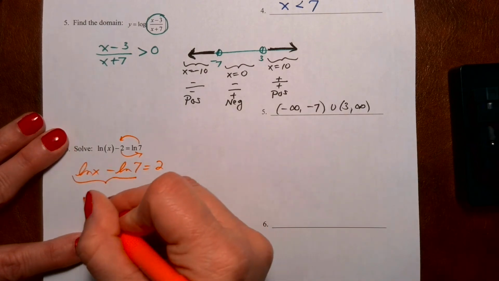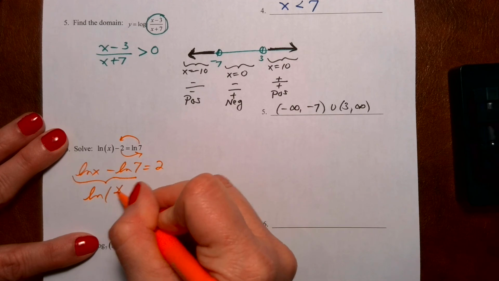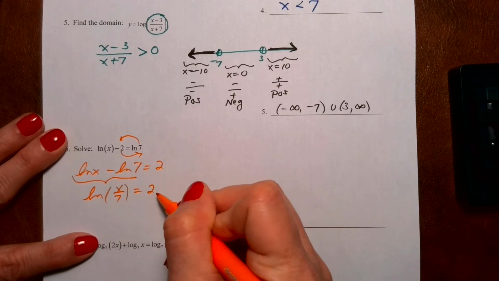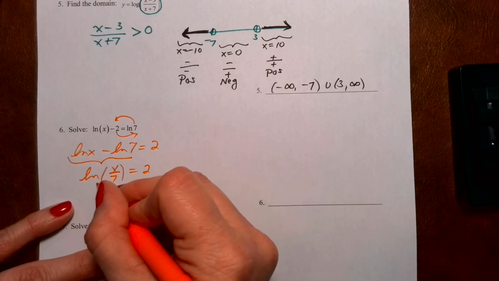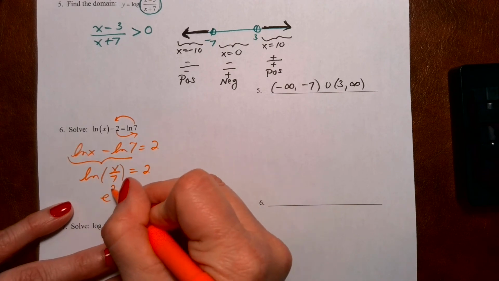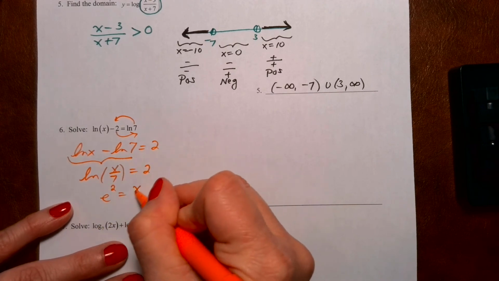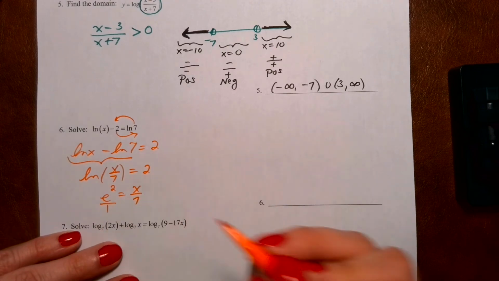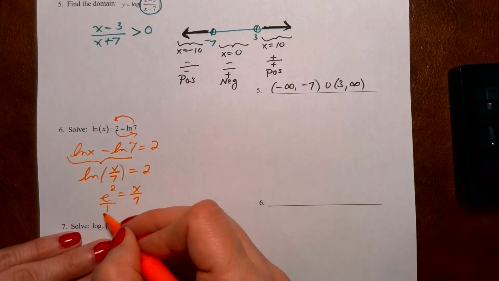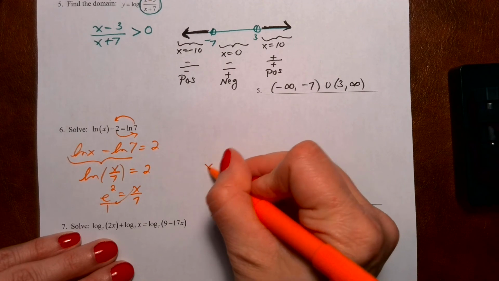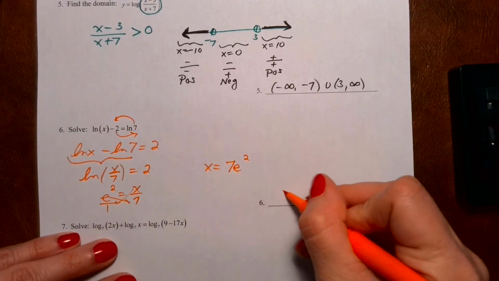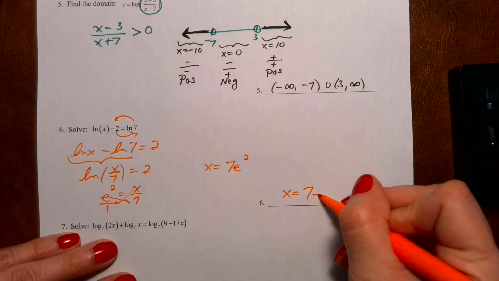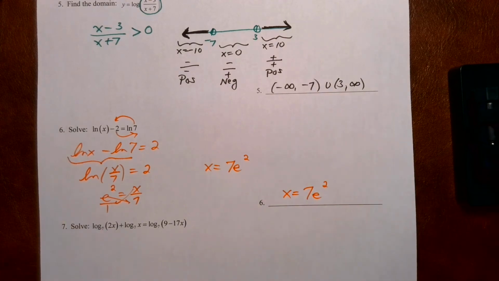I can combine 2 logs into 1 log. Okay. Now what do you do when you're stuck with a log? A log circle. The base e to the power of 2 equals x over 7. I'm going to put e squared over 1, and I'm going to cross multiply. Okay, so x times 1 is x equals 7e squared. So that's what x is equal to, 7e squared.